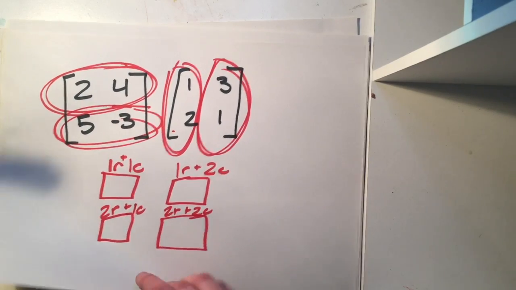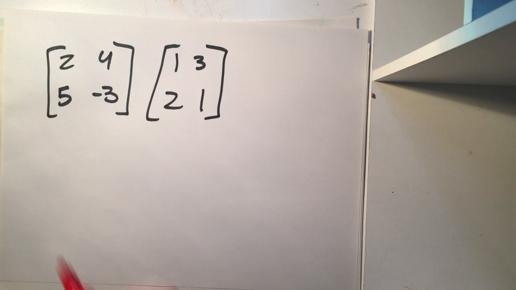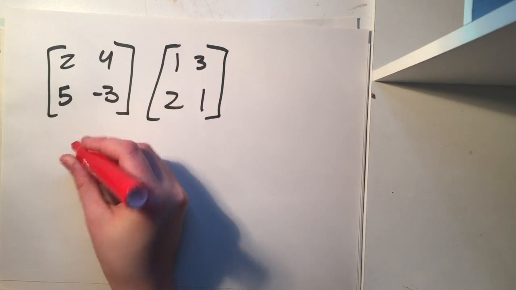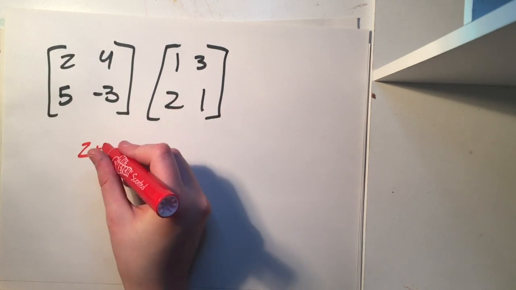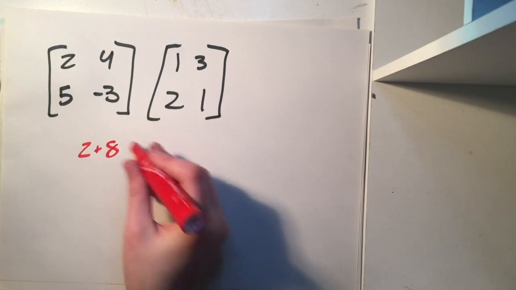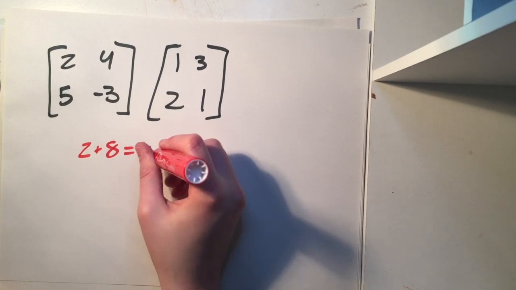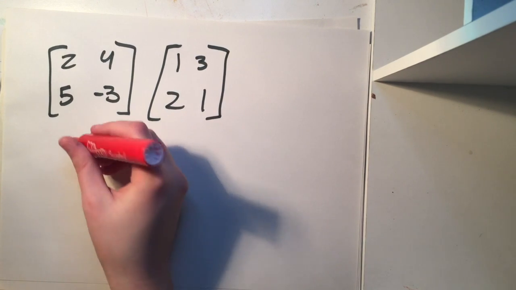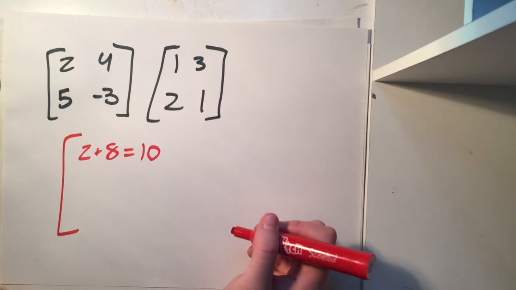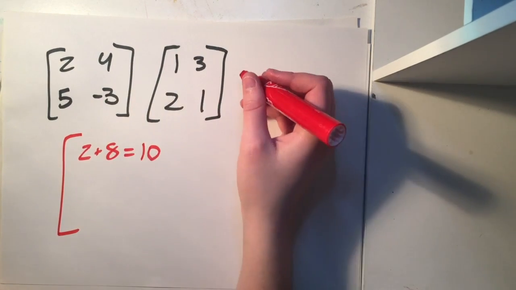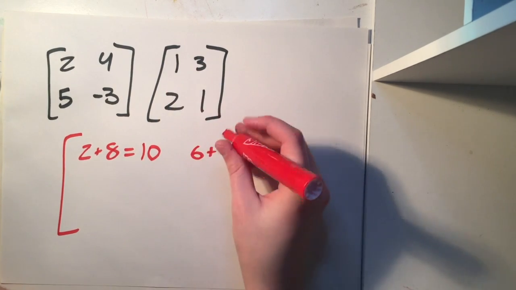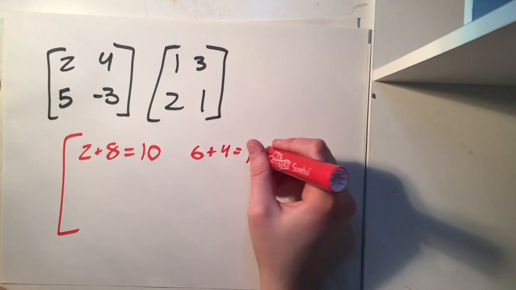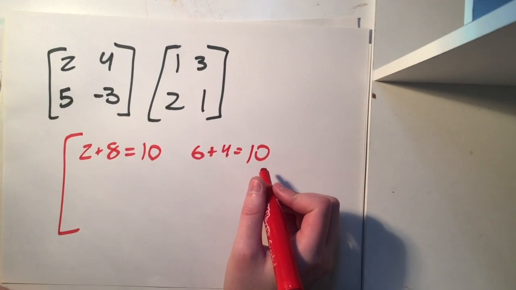So let's try it out. 2 times 1 is 2. 4 times 2 is 8. So this goes right here. So that equals 10. So we have 10 in the first part of our box. Then we have 2 times 3, which is 6, plus 4 times 1, which is 4, and that also equals 10. So we have that in the second part of our box.